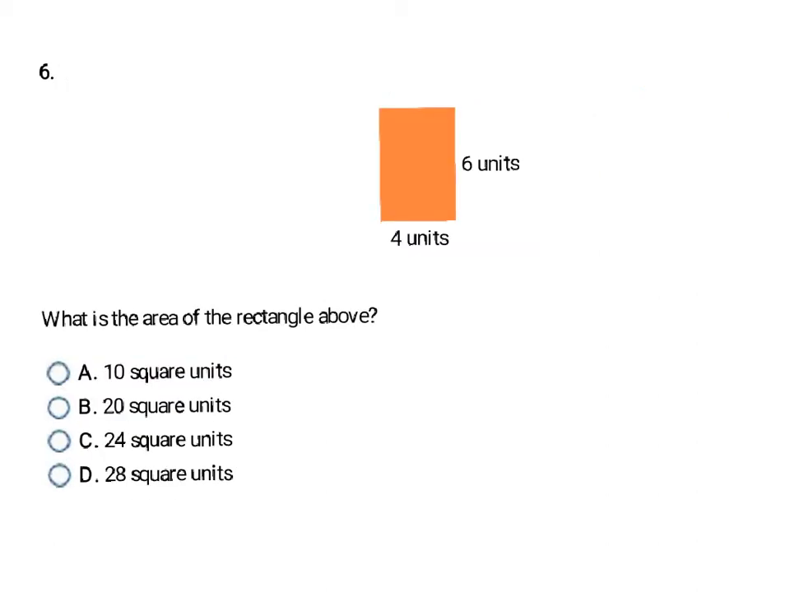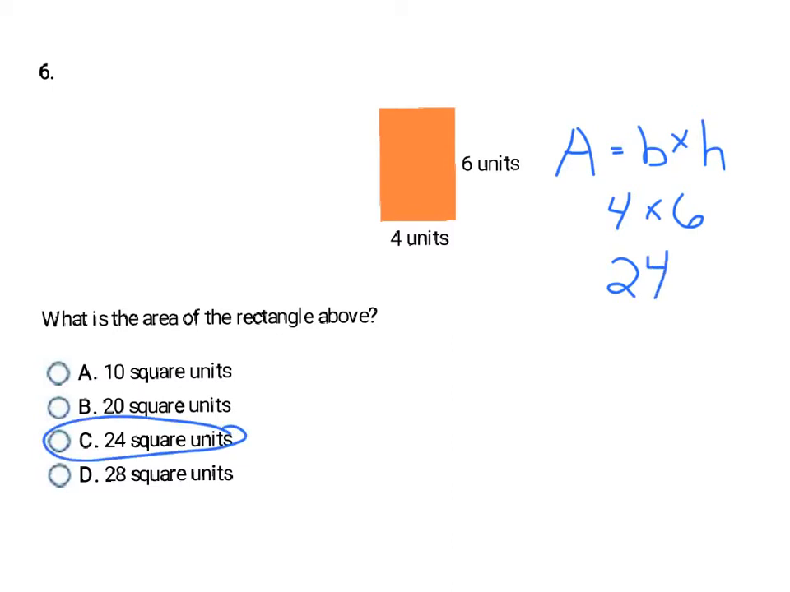Choice A. This question here asks us, what is the area of the rectangle above? To find the area of it, I'm going to use the formula base times height. My base here is 4 and my height is 6, so I'm going to have 4 times 6, which is 24. So that's going to make choice C, 24 square units, my final answer.